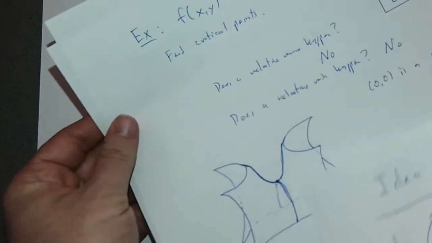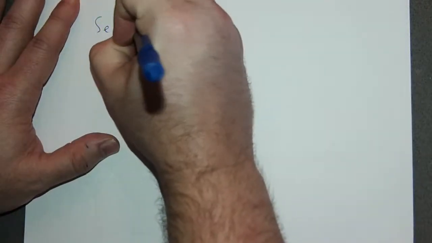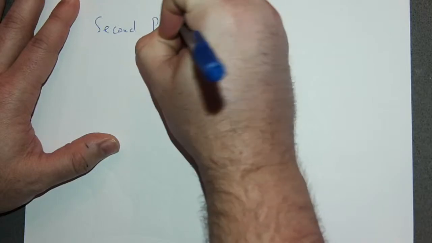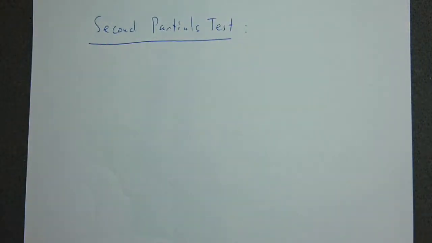Now the question is, how do I actually figure out what is going on there? Like, how would I have known what was happening without this drawing? Well, this is where our analog for the second derivative test comes in. So this is called the second partials test. And this is going to be our way of figuring out what it is that happens. It's going to be our only way of doing this. It's called the second partials test.